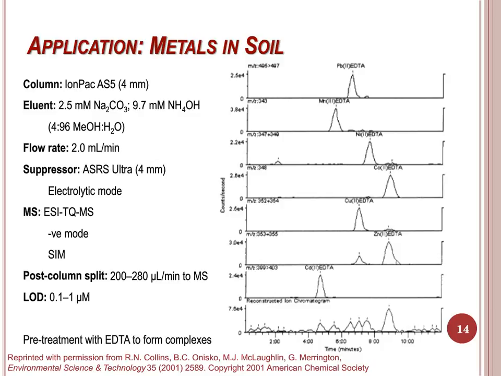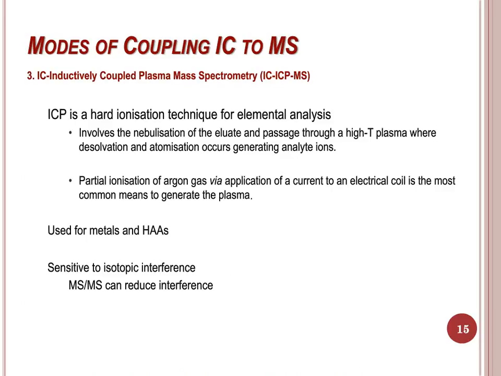The hard ionization technique, ICP, is an alternative to atmospheric pressure-based techniques and is particularly useful for elemental analysis. In particular, ion exchange ICP-MS has been used more widely for the detection of metals and selected non-metal species. The ionization process involves the nebulization of an IC eluate and passage through a high-temperature plasma, where desolvation and atomization occurs, generating analyte ions. The partial ionization of argon gas via application of a current to an electric coil is the most common means to generate the plasma. However, it can be very sensitive to isotopic interference produced by polyatomic species arising from the plasma.